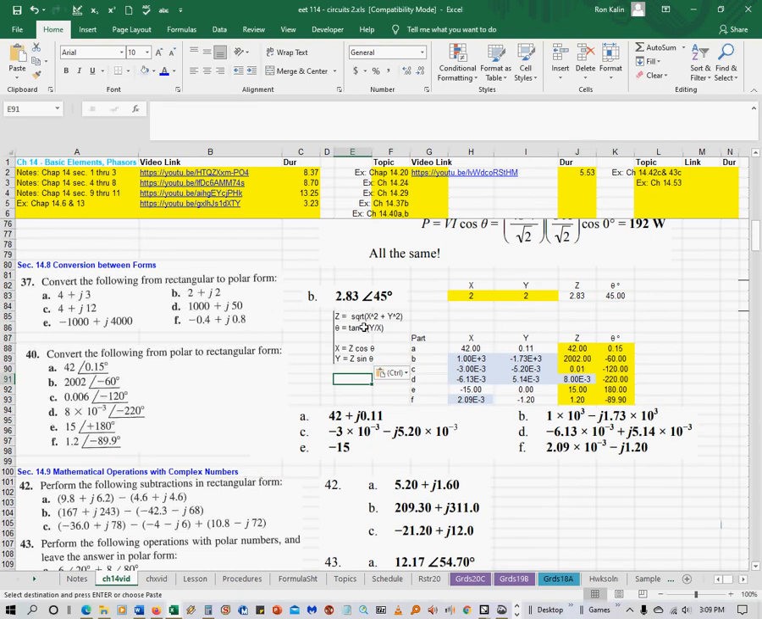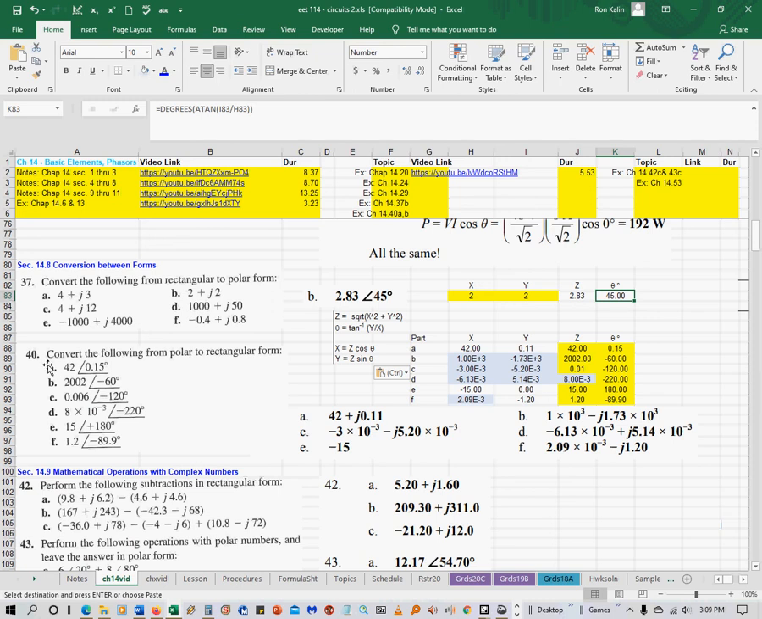I pasted the formulas here. Theta is the inverse tangent of y divided by x, so it'd be 2 divided by 2, which is equal to 1. The inverse tangent of 1 is 45 degrees. Again, make sure your calculator is set up for degrees, because if you get radians, it's pi divided by 4 or something. But we want the answer in degrees.